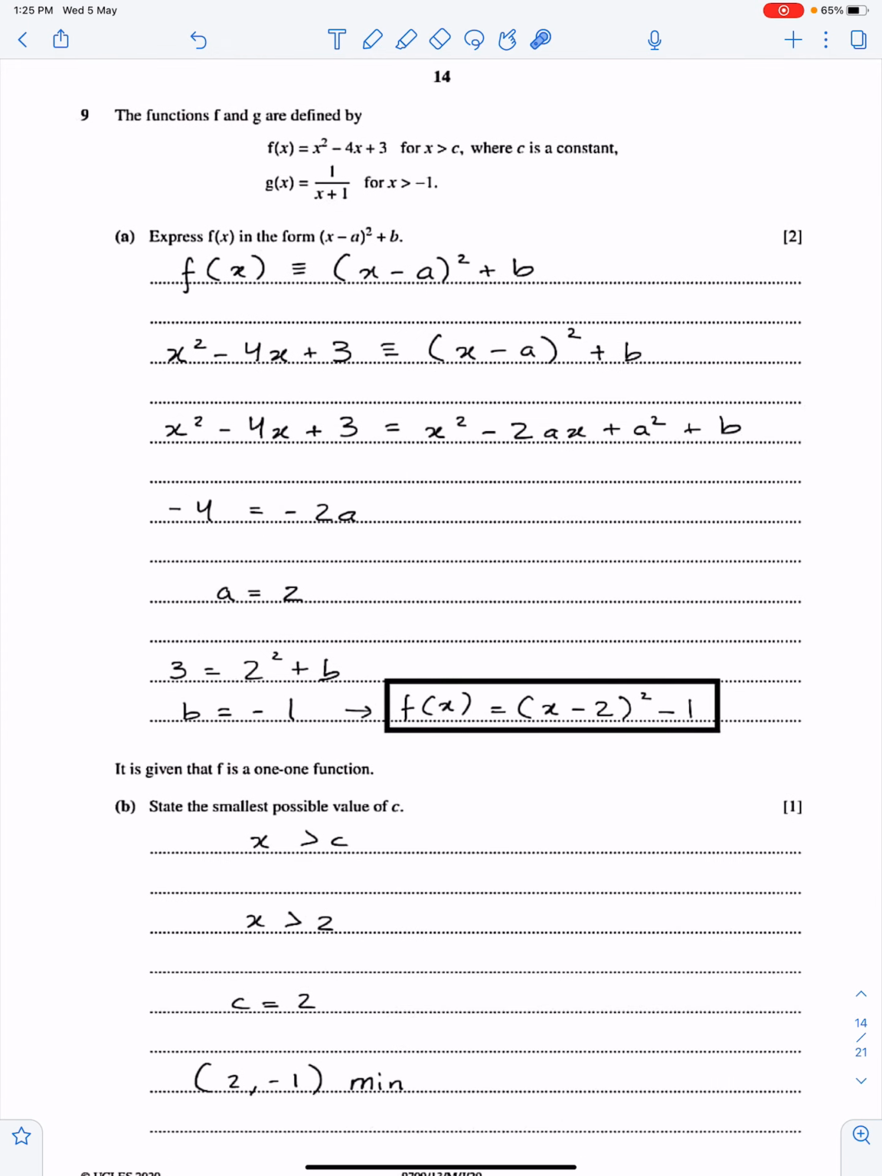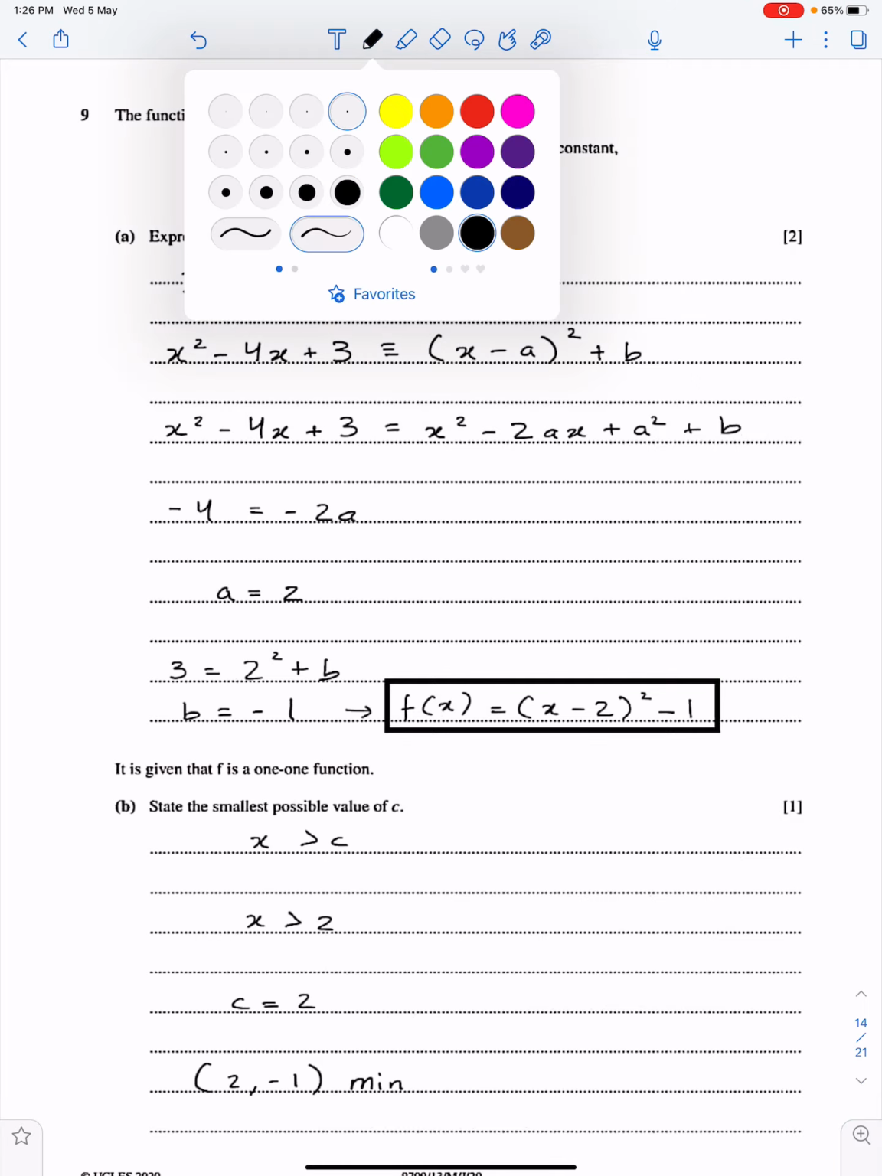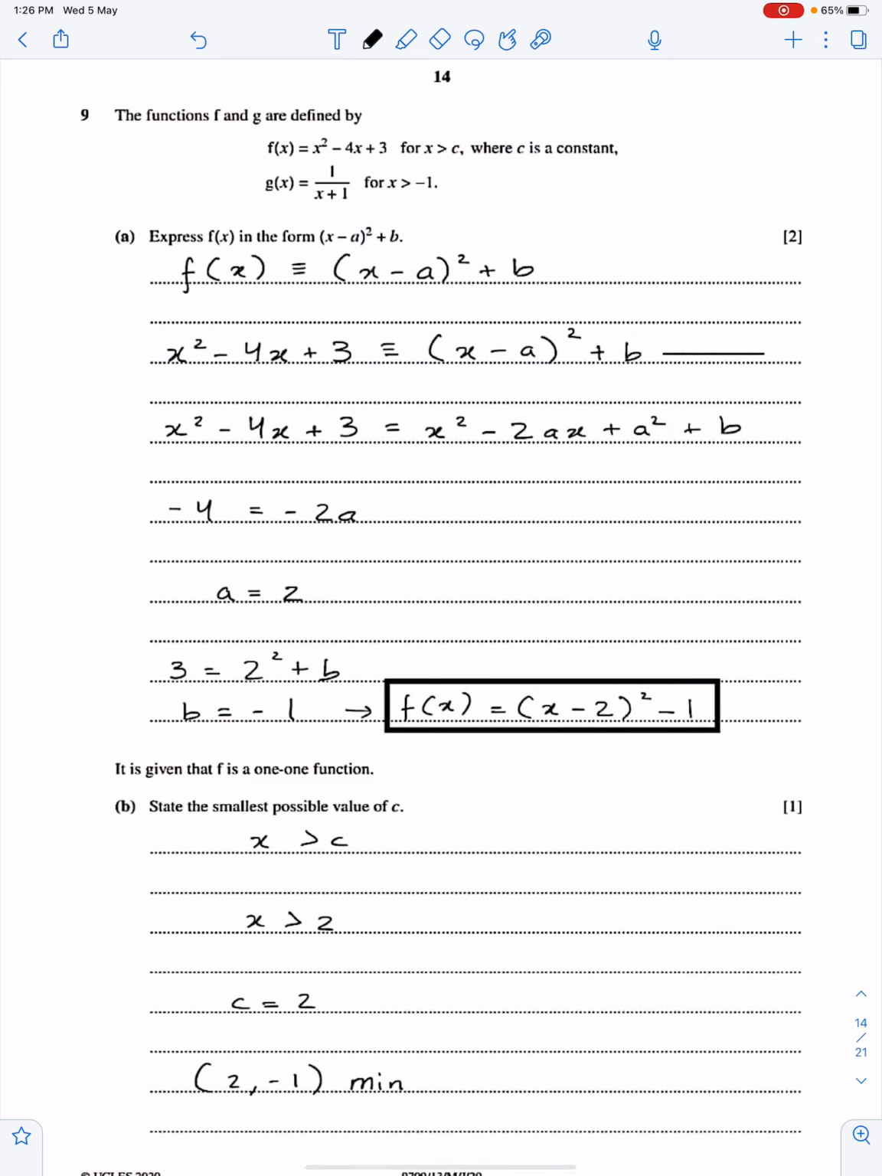Question number 9. F of x is this for this domain and g of x is this for this domain. Express f of x in the form. By comparing the coefficient method, we can easily express this into this form. This is equation number 1. See, the coefficient of x is minus 2a on right hand side and is minus 4 on left hand side. So minus 2a is equal to minus 4, therefore a is 2.